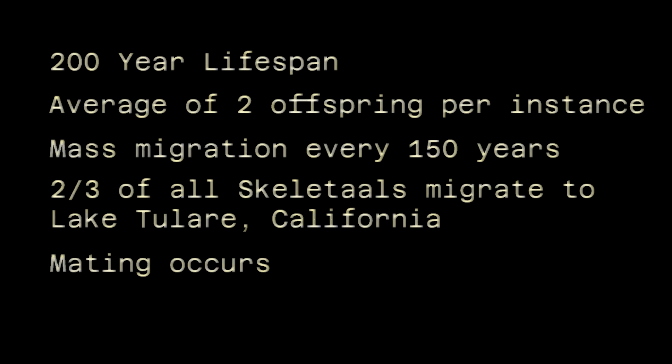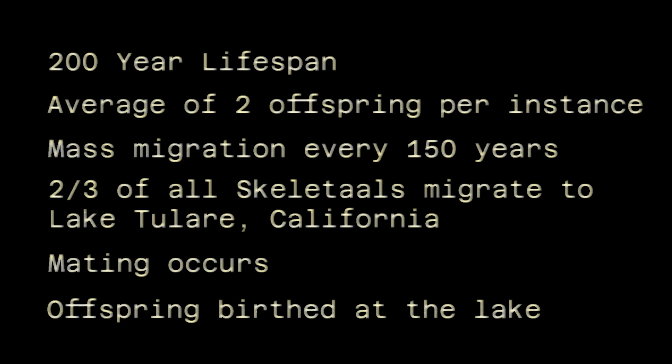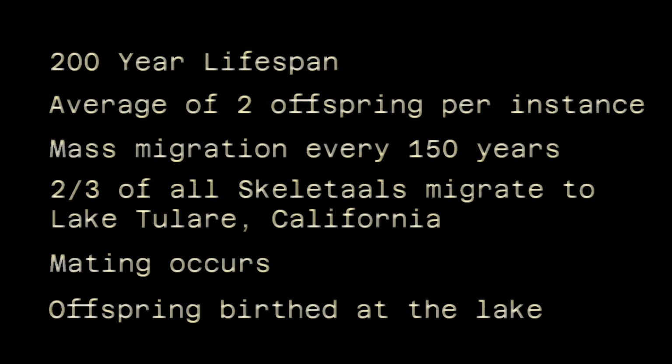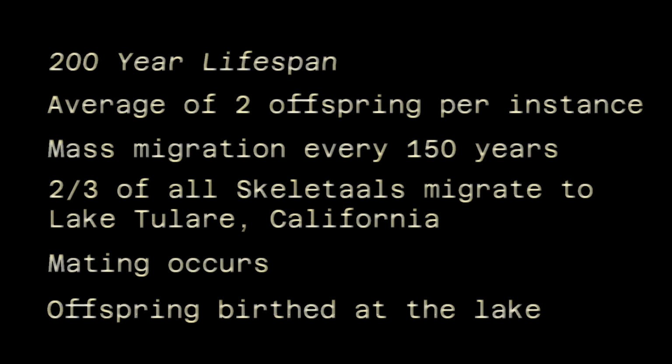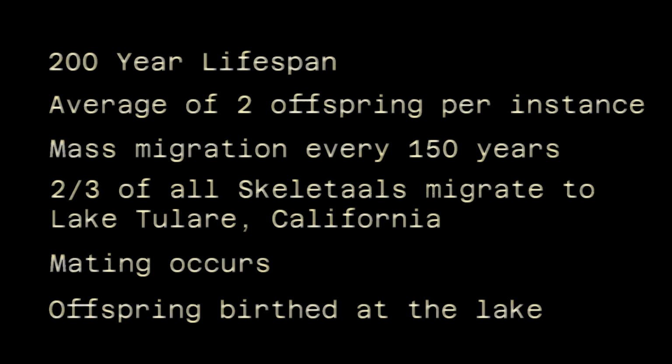This was to ensure that the next generation would grow up in an environment safe from drought, as historically Lake Tulare was the 9th largest body of water in what is now the USA. Once the parents left, the larval aquatic Skeletaals would have a competition-free zone to develop in. Once they transitioned to becoming fully terrestrial, they would be able to leave and disperse to populate the southwestern US and northwestern Mexico. One such migration occurred in 1791.